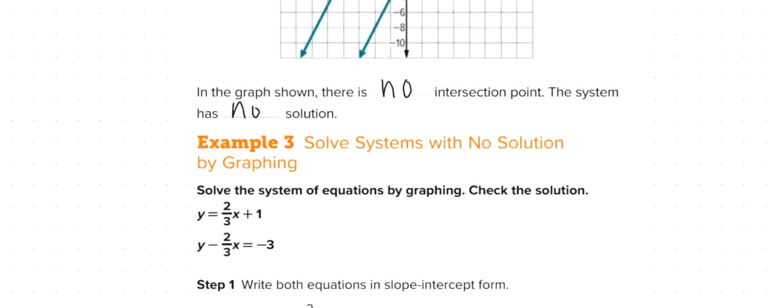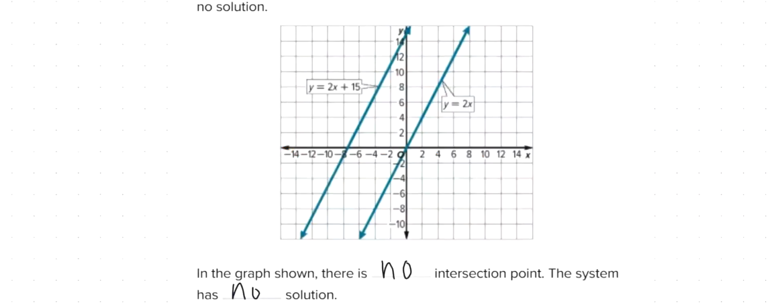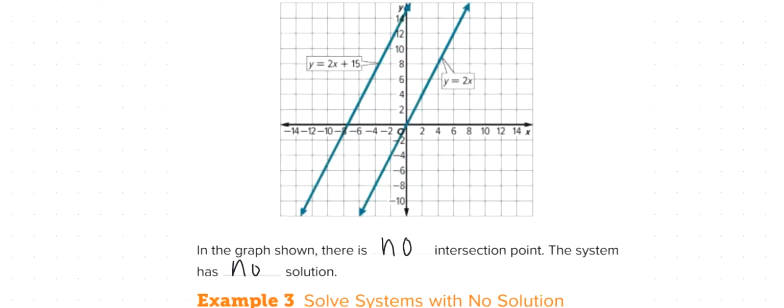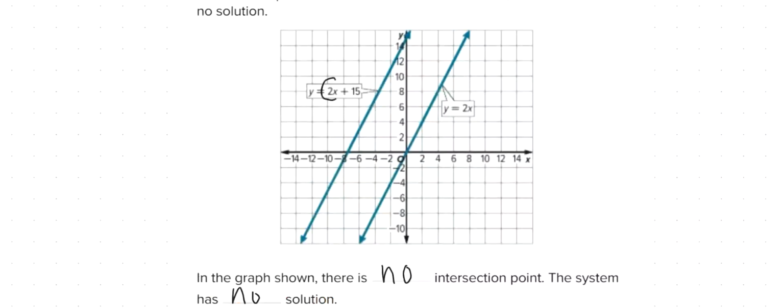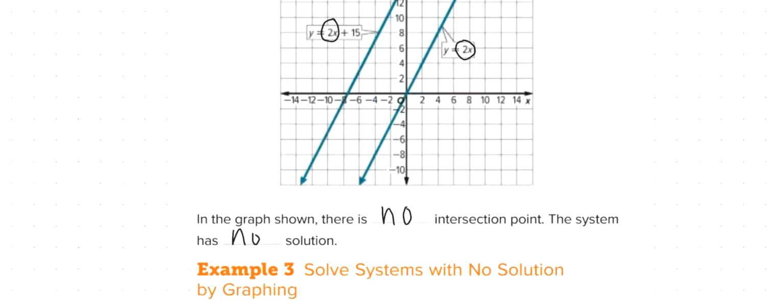How can we know? Sometimes we can know just by seeing them. Right here, they have the same slope. That means they're not going to cross. They're going to be parallel.